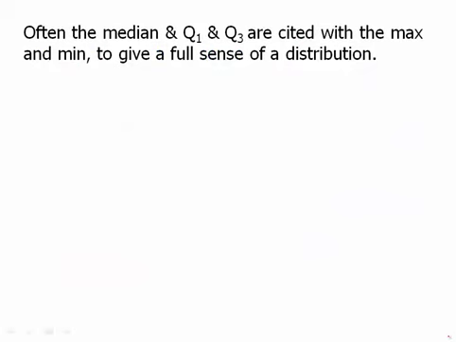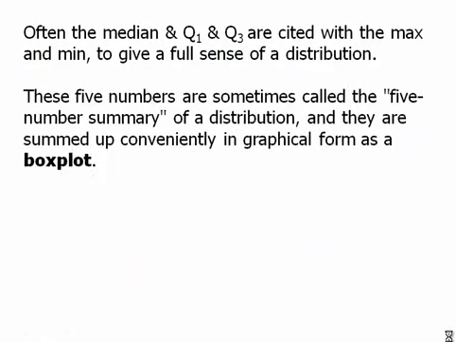Often the mean, the median, and Q1 and Q3 are cited with the max and the min to give a full sense of the distribution. These 5 numbers are sometimes called the 5-number summary of a distribution. That's a term you don't need to know for the test, but sometimes you'll see those 5 given. And they are often summed up conveniently in a graphical form known as a box plot.